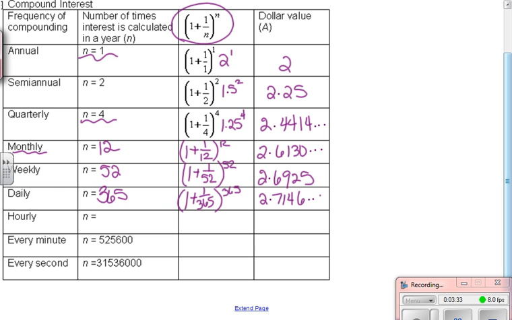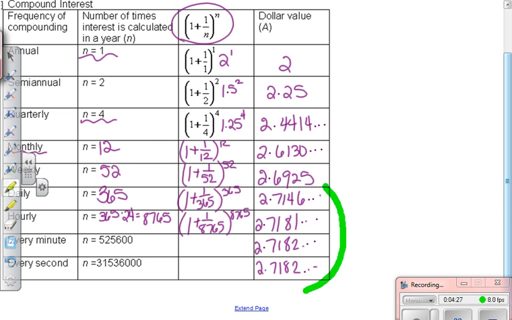2.7146. So you can see my growth is starting to slow, which is what we expect in exponential functions. At some point, things are going to go asymptotic. Hourly, if you are curious, 365 days in a year times 24 hours is 8,765 hours in a year. 1 plus 1 over 8765 to the 8765. And while you might think that's a ginormous number, it's actually going to end up being 2.7181. Every minute will be 2.7182. Every second, 2.7182. And you see that we have leveled off right in this range.